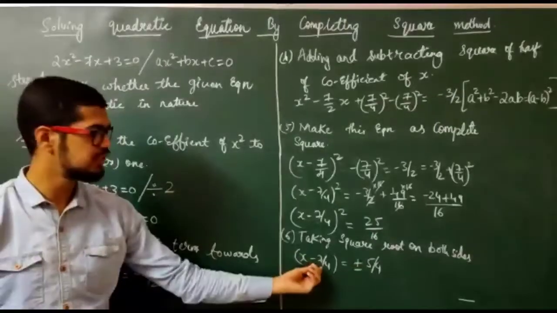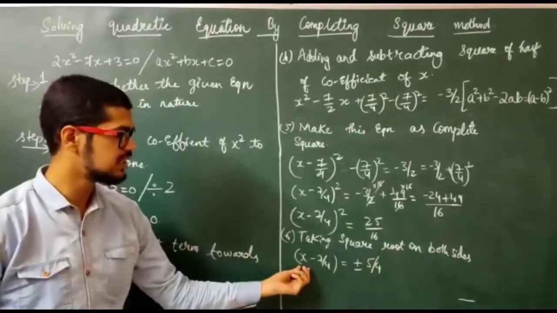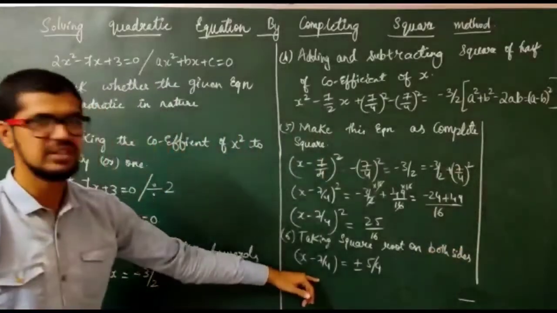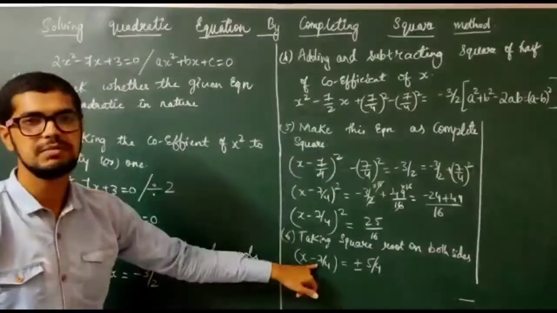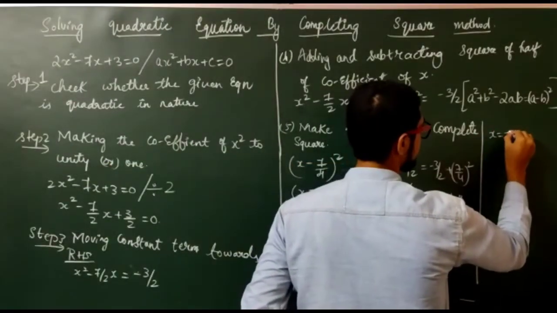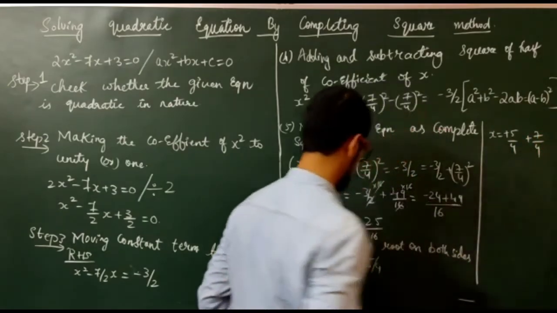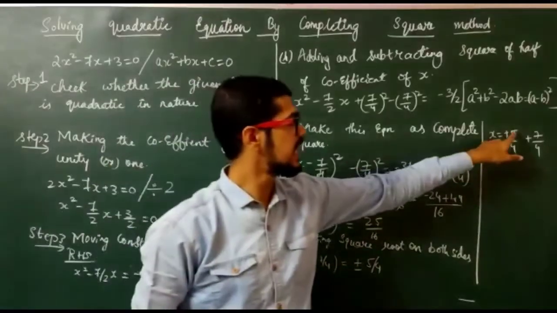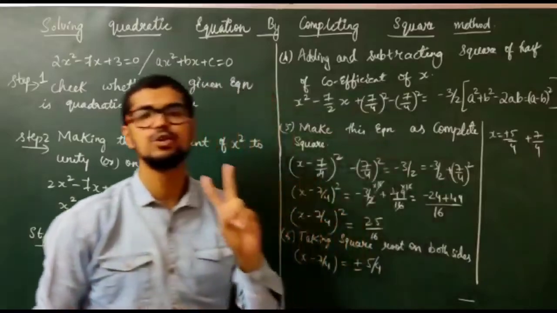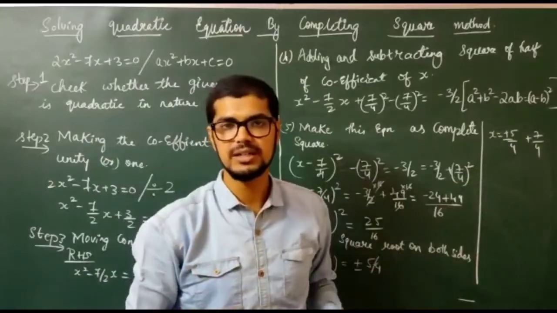After this, just shift this 7 by 4 towards the right hand side and try solving the values of x here. Fine. Just simplification is left out. So shift this minus 7 by 4 towards the right hand side. So this is x is equal to plus or minus 5 by 4 plus 7 by 4. Is it fine? Now since I have plus or minus 5 here, I will be getting two values of x, because one is plus 5 by 4 and another will be minus 5 by 4.